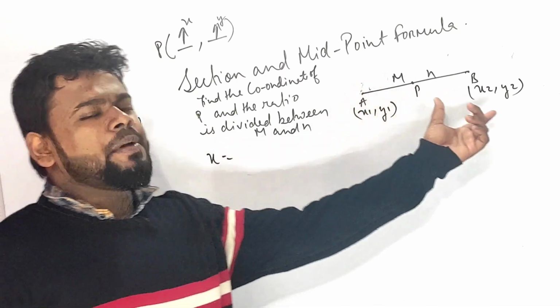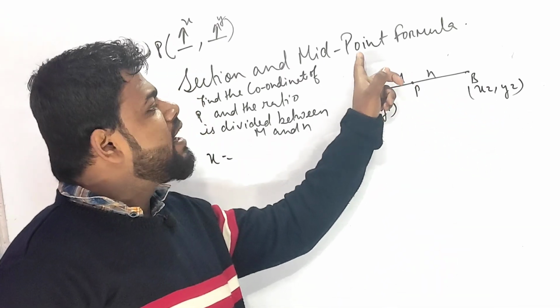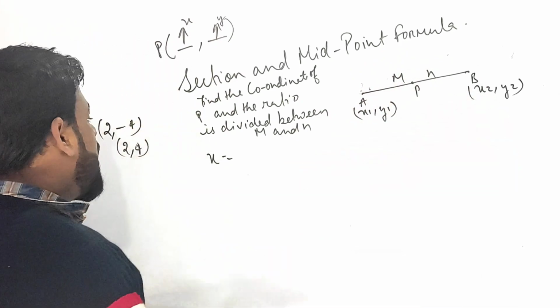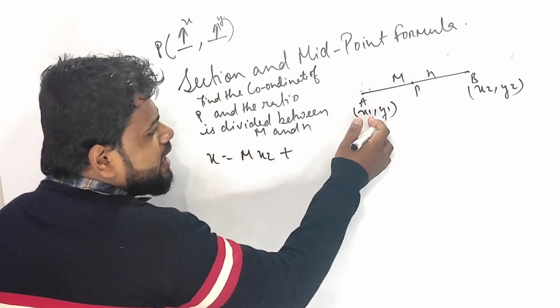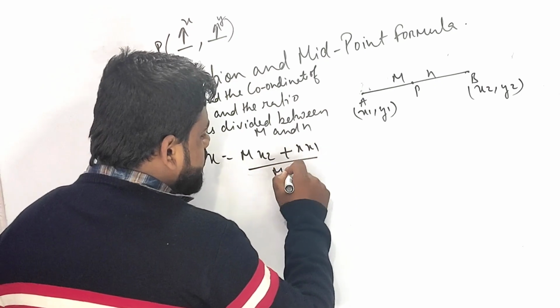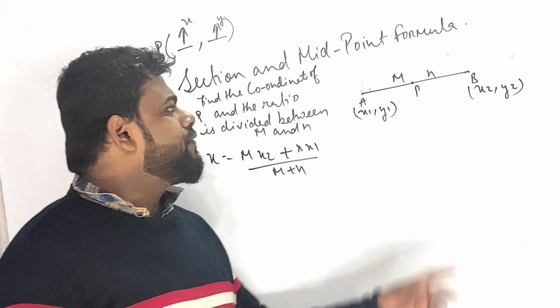Now AP and PB is divided in the ratio m is to n. So what I will be doing, my dear student? m को क्रॉस मल्टीप्लीकेशन करूंगा x2 के साथ. तो I will be getting mx2 प्लस n वाला कुछ यहां से होगा nx1 upon m plus n. This is the formula you have got. Let me have a recap of that.